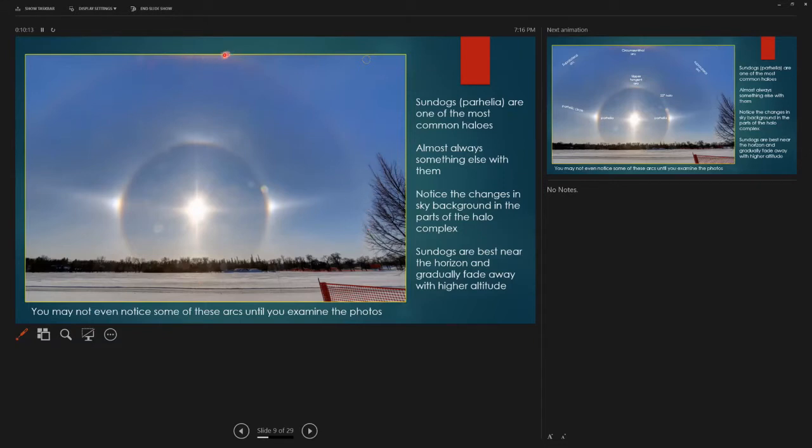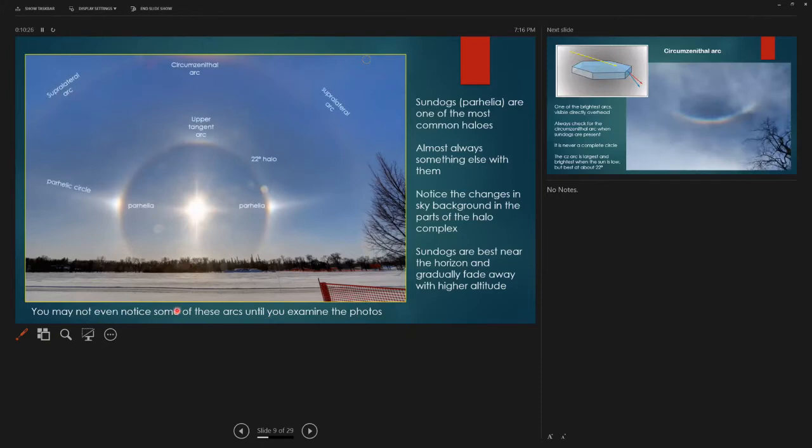We have a little bit of a bright spot up here because the camera field of view doesn't show that there's actually another arc in that part of the sky. This is very similar to what I've showed you a little earlier. And we can start putting some names on these things. And so this is called the superlateral arc up here.